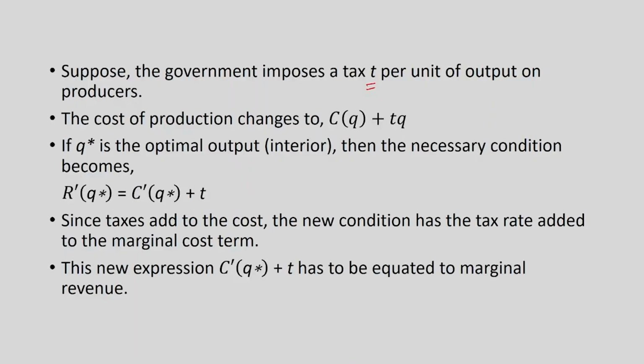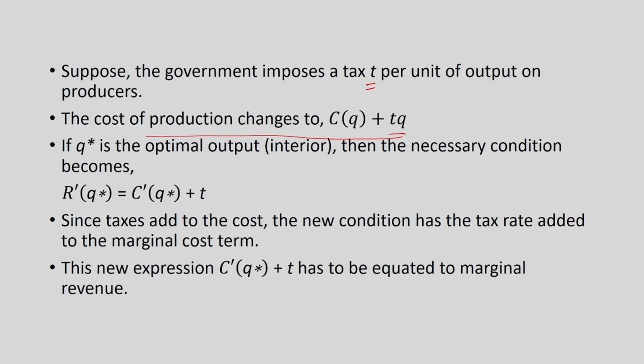In algebraic terms, what is the cost now? The cost is C(Q), which was there earlier, plus the cost component. What is the cost component? It is equal to T multiplied by Q. T is the tax per unit and the producer is producing in general Q units. So, T multiplied by Q is the total tax, and that adds to the cost.